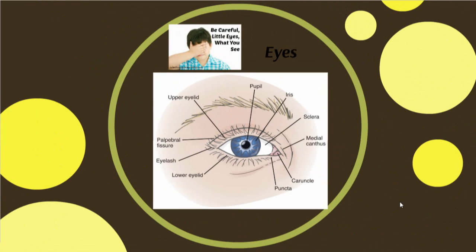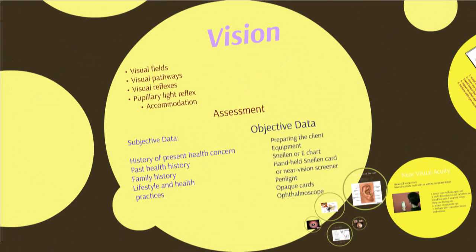Alright, on to the eyes. Okay, so this is the nail anatomy, or the, goodness, I'm still on nails. The eye anatomy. So you know where the eyelid, the pupil, the iris, we've got the sclera, the upper eyelid, the eyelashes. We know what those are, and that's just a reference for you.